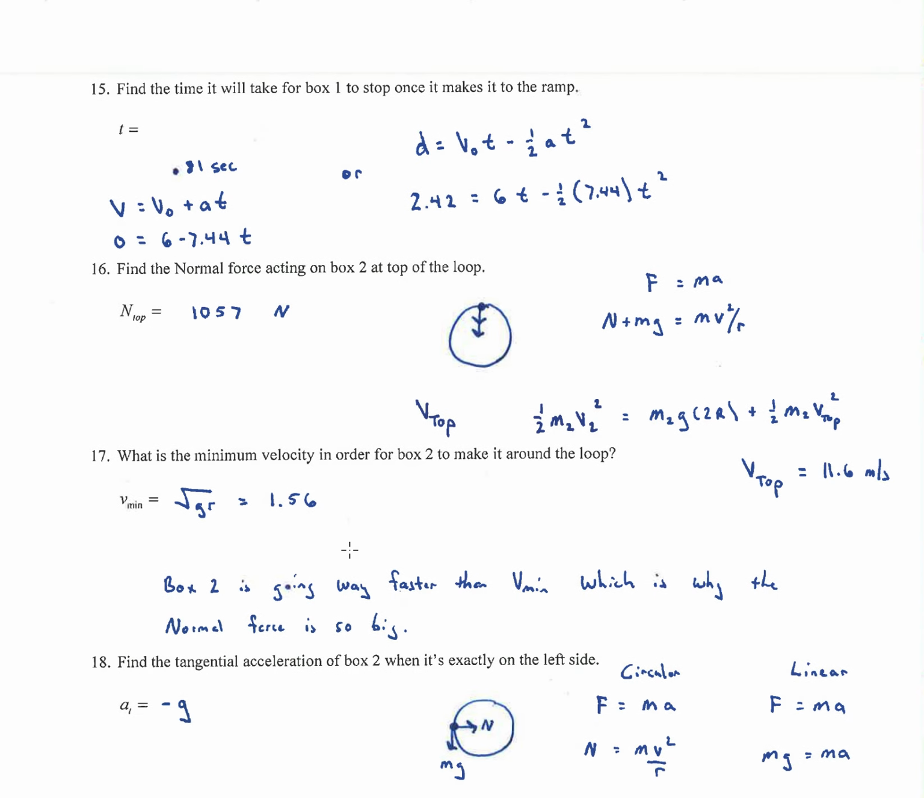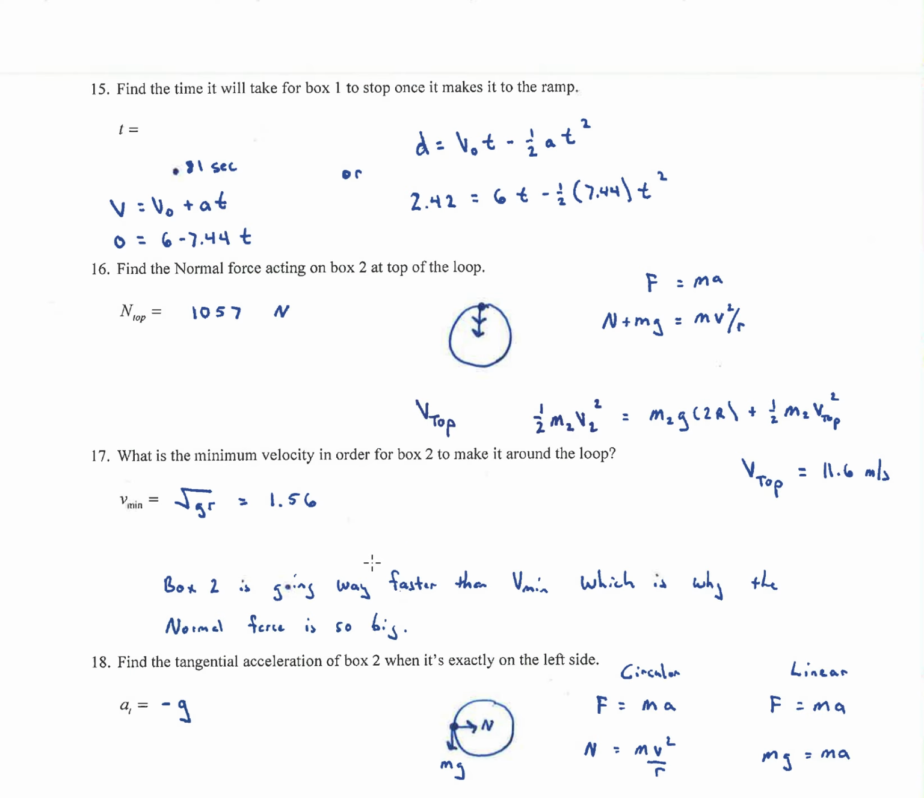Well, the minimum velocity, we know, is when the normal force goes to 0. Because if you're going just slow enough that you just make it around, the only force making you move in a circle at the top is mg. So you set mg equal to mv squared over r, and then you get what most of you have memorized, that the minimum velocity is the square root of gr.